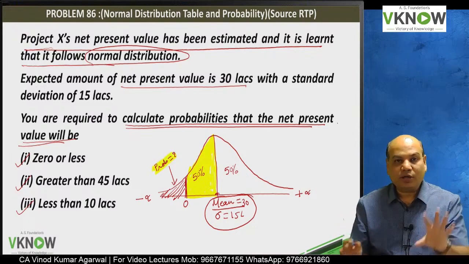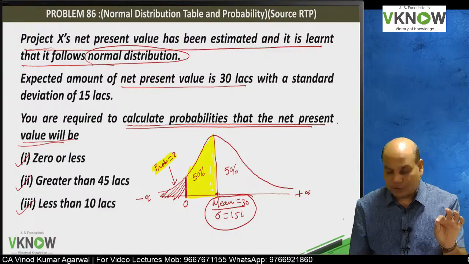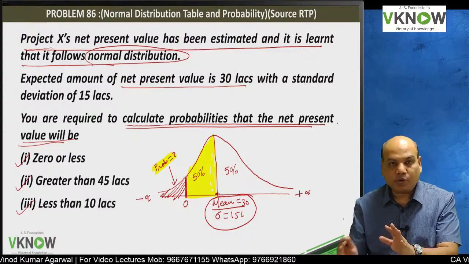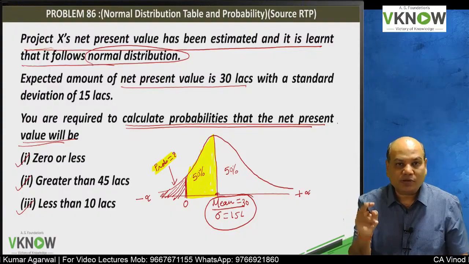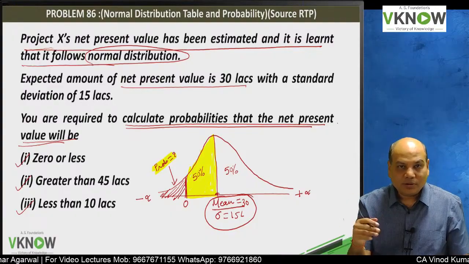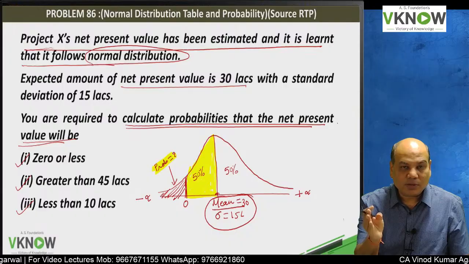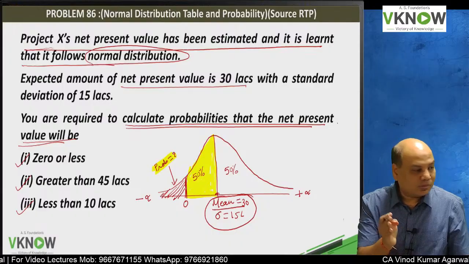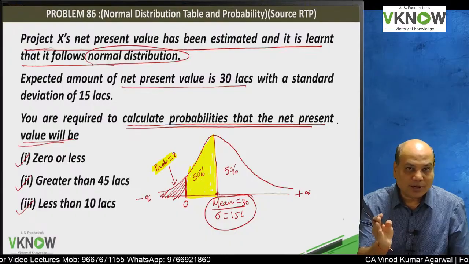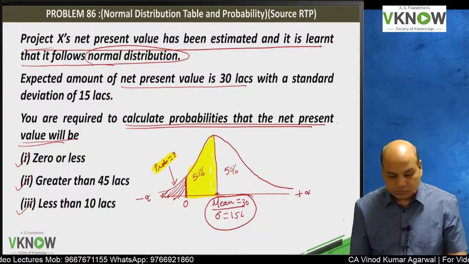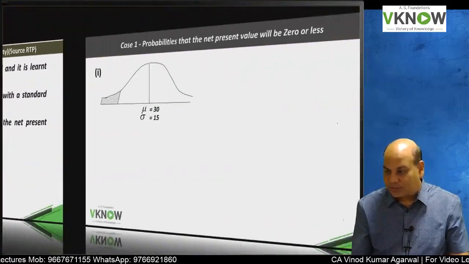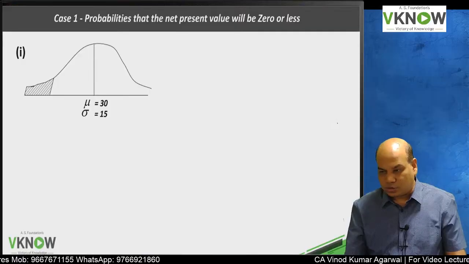We know that the probability of the left side of the mean is 0.5. Remove the probability of the number between 0 and the mean. The balancing figure is the probability less than 0. So please write nicely. Now you can write in the notebook.